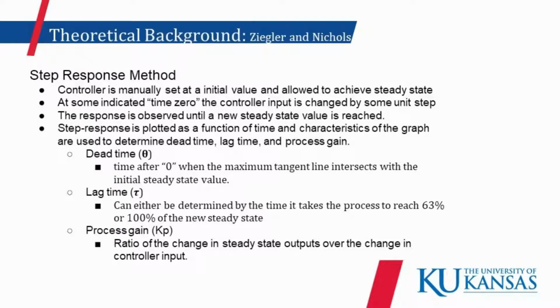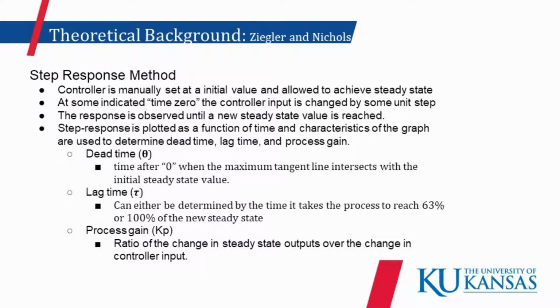So the first part of the theoretical background to cover is the Ziegler and Nichols step response method. In this method, we manually created a step response curve in order to find parameters that define the controller. The controller is first manually set to an initial value and allowed to achieve steady state at that value. After it's reached steady state, the time is zeroed and the controller is again manually changed by a unit step. With that unit step, it's again allowed to reach steady state, and with that step input, we get a step response curve.